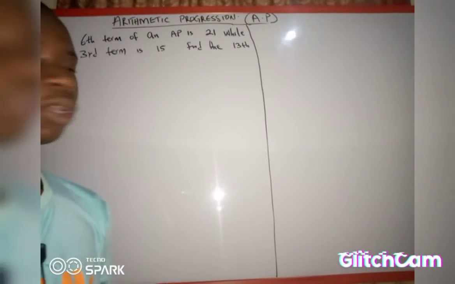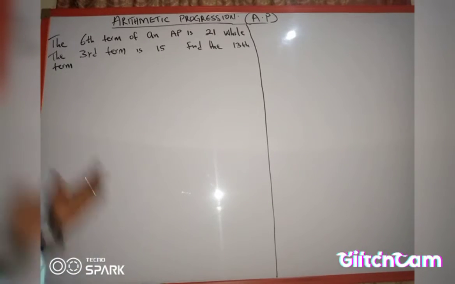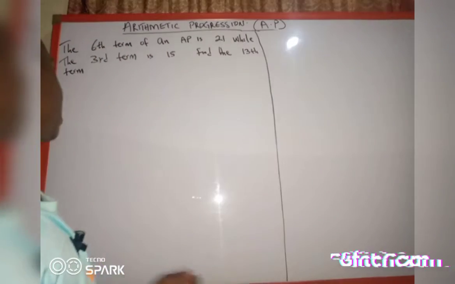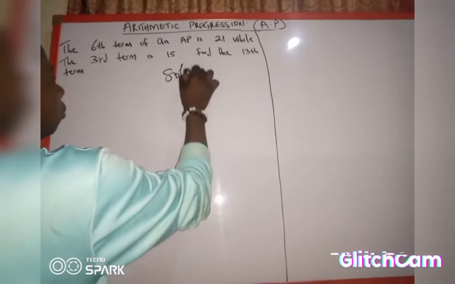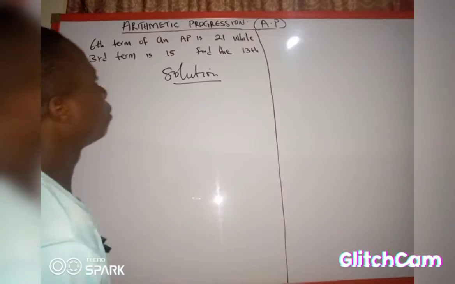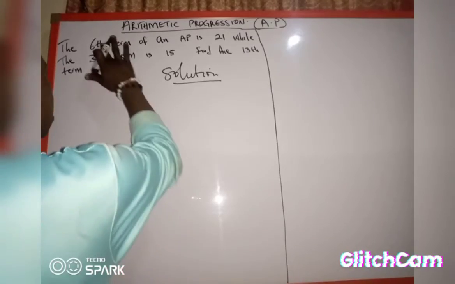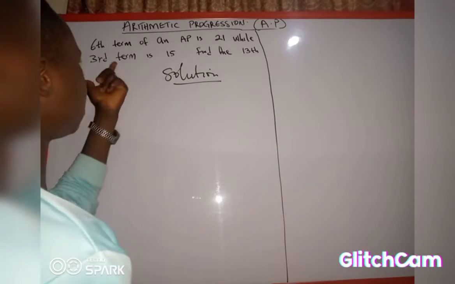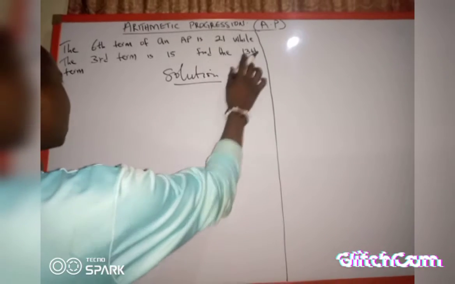So let us see the question on the board. The question on arithmetic progression, AP. The question says the sixth term of an AP is 21 while the third term is 15. Find the 13th term. So in this problem, let's start with the solution. The sixth term of this arithmetic progression is already given as 21, while the third term is 15. And we should find the 13th term.